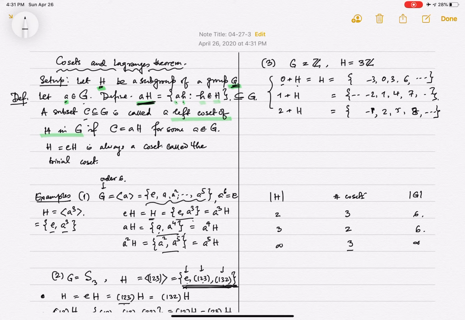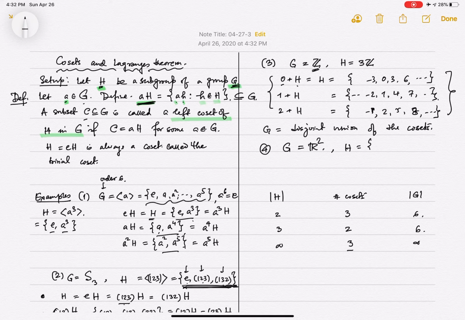But what I still do see is that the group, which is the integers, is a disjoint union of the left cosets. So G is the disjoint union of the cosets, and distinct cosets are disjoint. Maybe one more example. Take G to be the plane with vector addition, and H to be the x-axis. So all points of this form.